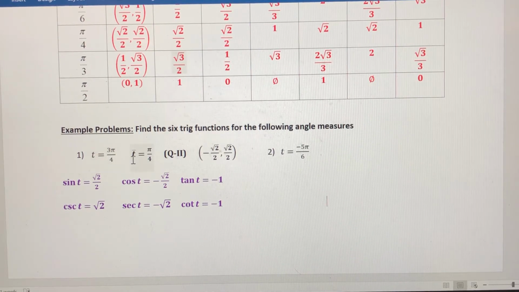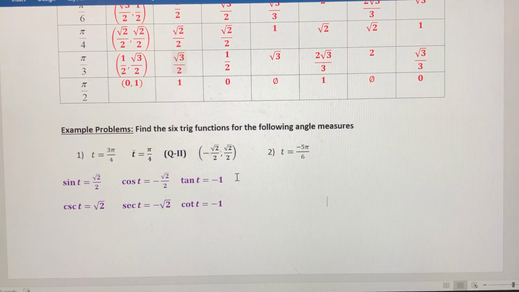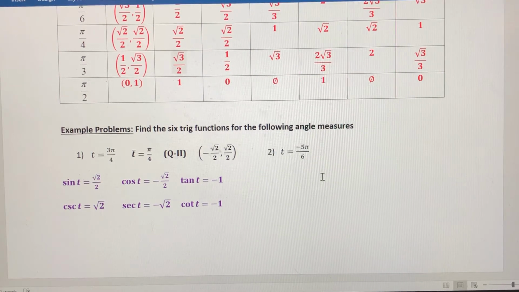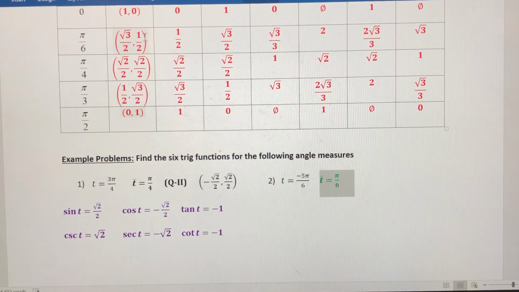Okay, so determine a reference number, determine what quadrant this value lies in, and then determine the terminal point. Once you do that, it's pretty basic, except for maybe a little bit of simplifying and rationalizing denominators if there's a radical there, okay? For t equals negative 5 pi over 6, our reference number is going to be pi over 6. So I'm going to use these values for x and y.